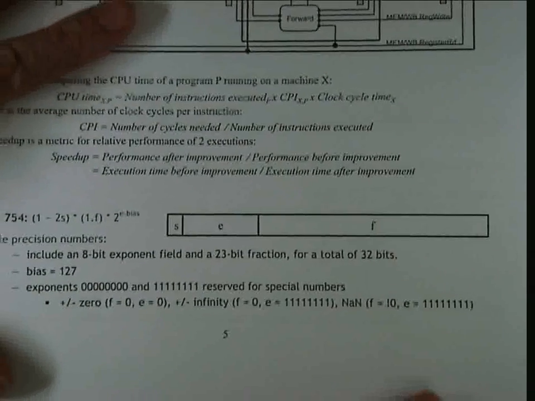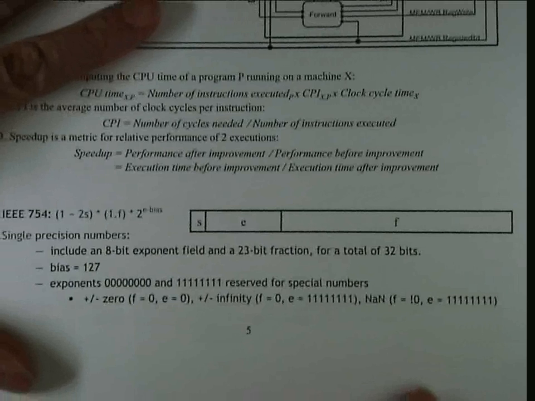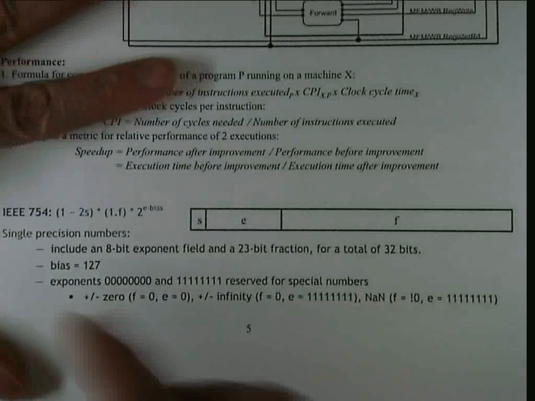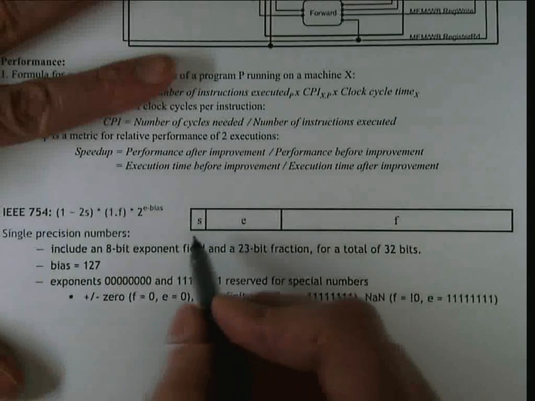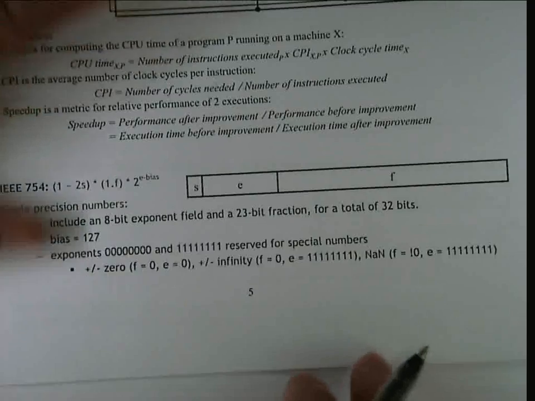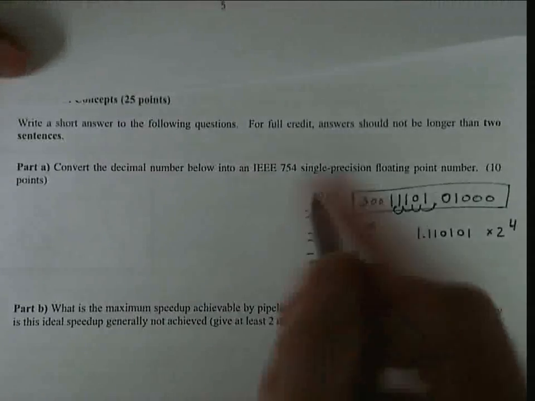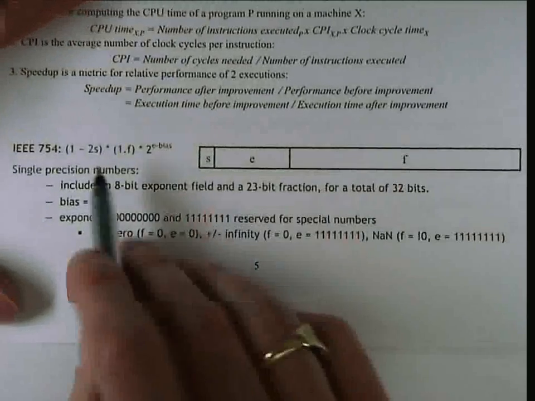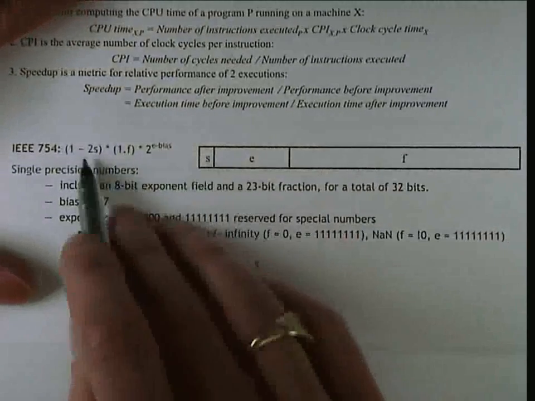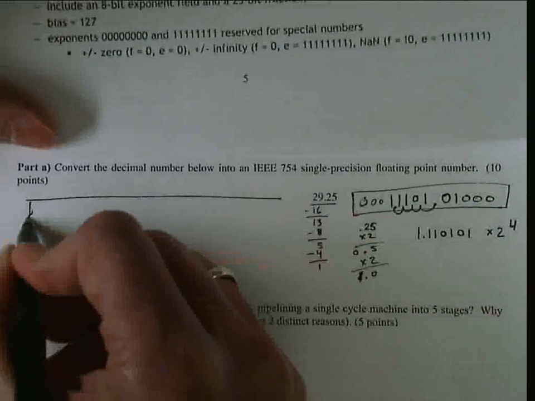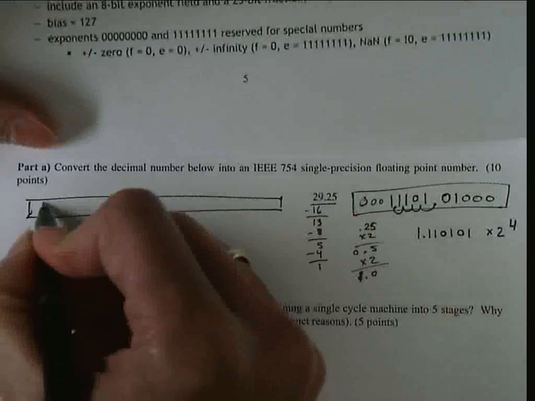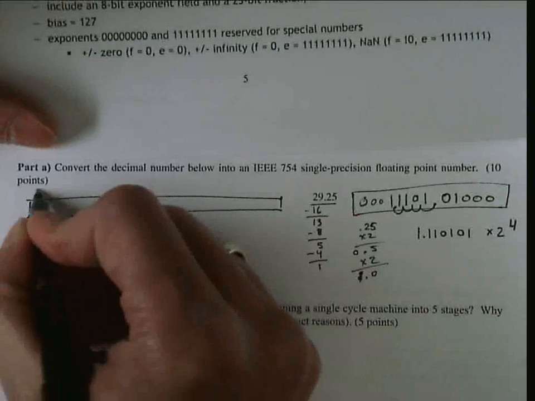So I'm going to refer to the cheat sheet to get the format of the IEEE 754 number. The sign bit is going to be just whether it's positive or negative. In this case, the number is positive, and so the sign bit's going to be 0. So here I'm going to fill in my answer. The sign bit is 0.